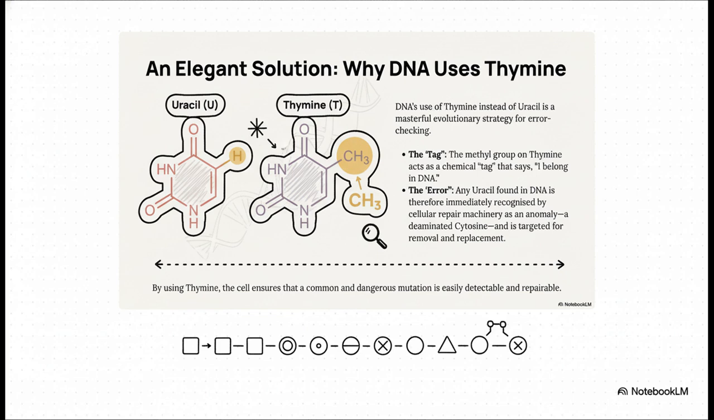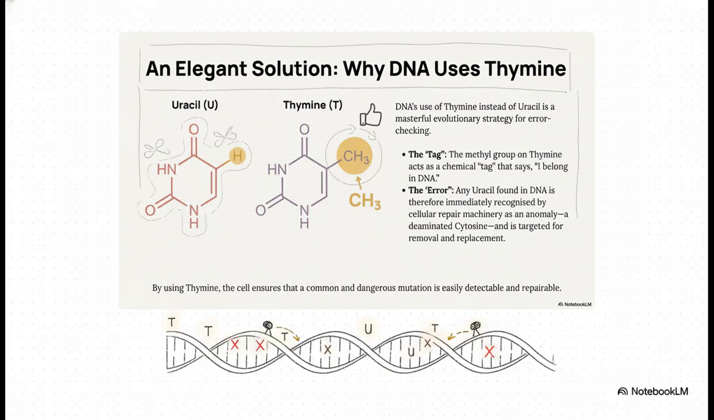absolutely elegant. Remember how we said DNA uses thymine instead of uracil? Well, look closely. The only difference between them is this single, tiny methyl group. That's it. One carbon and three hydrogen atoms. So what's the big deal? Well, that little methyl group on thymine acts like a chemical tag. It essentially screams, "I belong in the permanent DNA library."